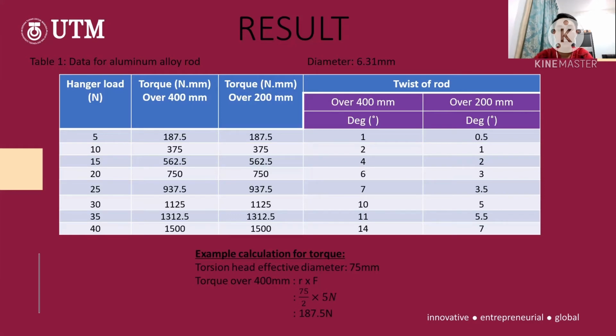The torque is calculated using the formula T equals R times F, where R is the torsion head effective diameter and F is the force or load added. For example, we calculate the torque for 400mm at 5 Newton, where the radius is 75/2 times 5 Newton, and we got the value for torque as 187.5 Newton. The calculation for torque is the same for all loads and the same for 400mm and 200mm.